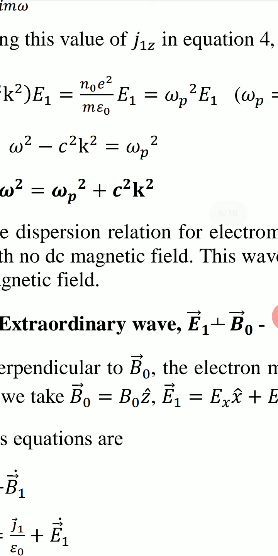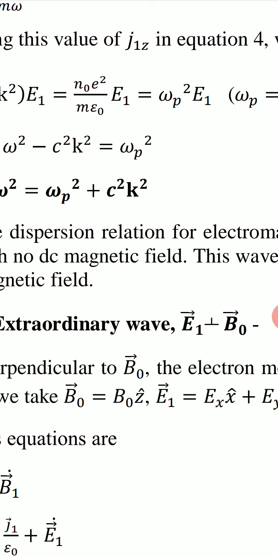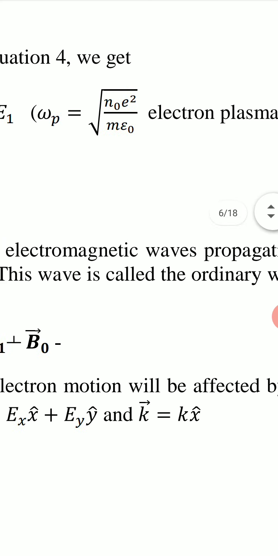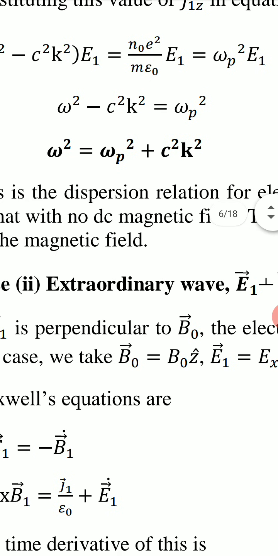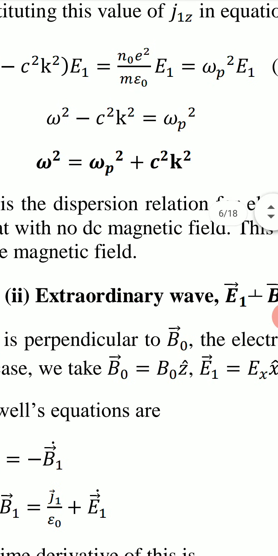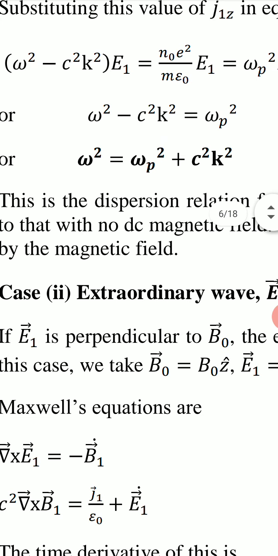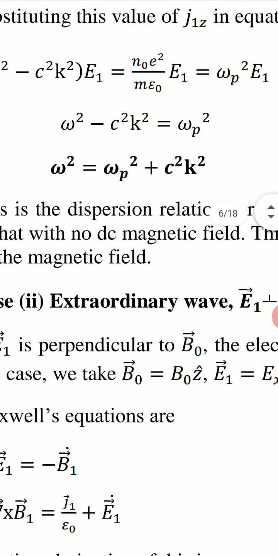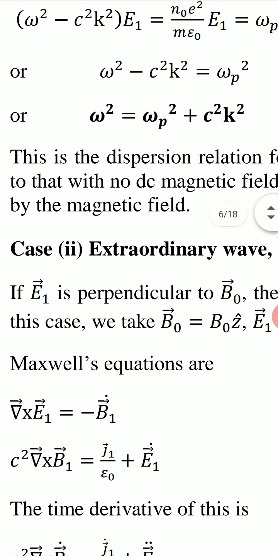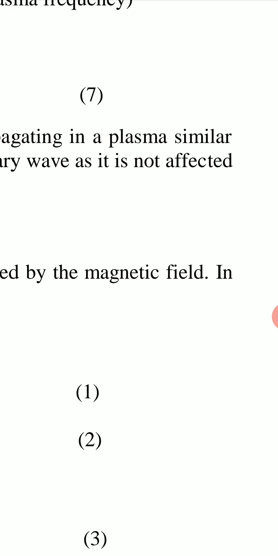So in right hand side the quantity with E1 is omega p square, where omega p is electron plasma frequency given by this relation under root n0 e square upon m epsilon 0. Now E1 is cancelled out from left hand side and right hand side, and we have omega square minus c square k square equal to omega p square, or omega square equal to omega p square plus c square k square. This is the dispersion relation for electromagnetic wave propagating in a plasma.